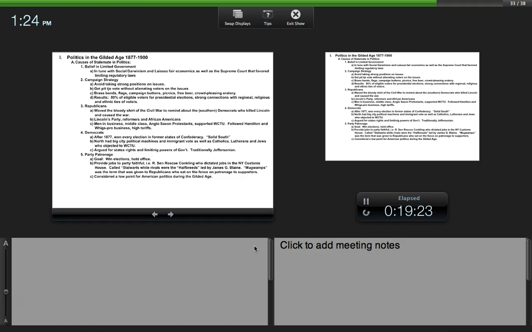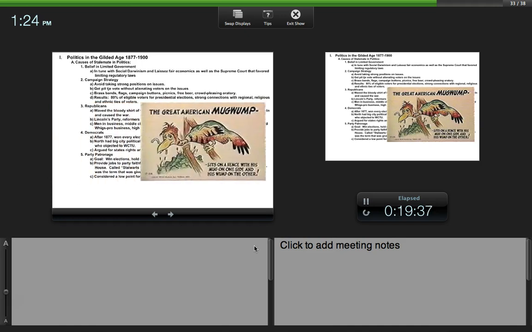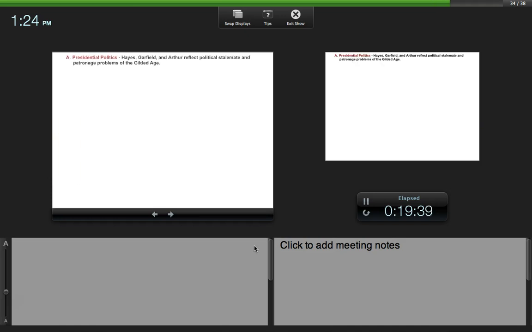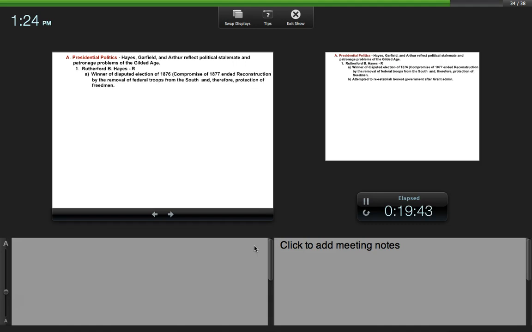Again, lots of corruption. The idea is simply to win elections, not necessarily to do what's best for the country. The Gilded Age is often considered a very low point in American politics. We looked at this during the year and understanding what a mugwump is. We talked about Hayes, talked about the election of 1876. That's an important election because it led to the Compromise of 1877.